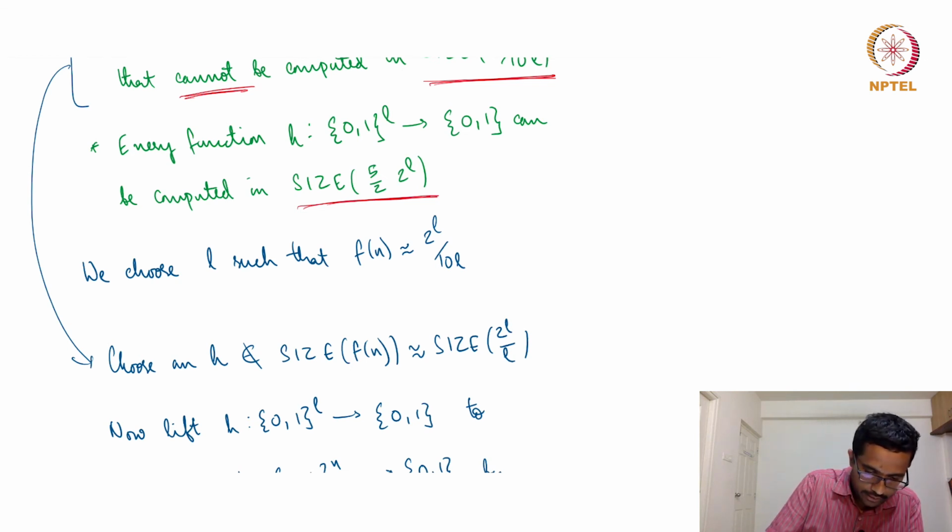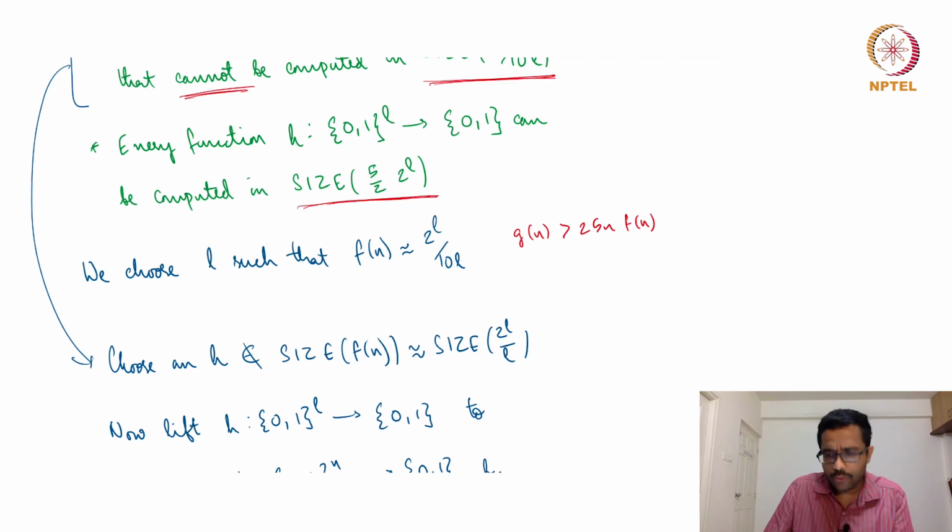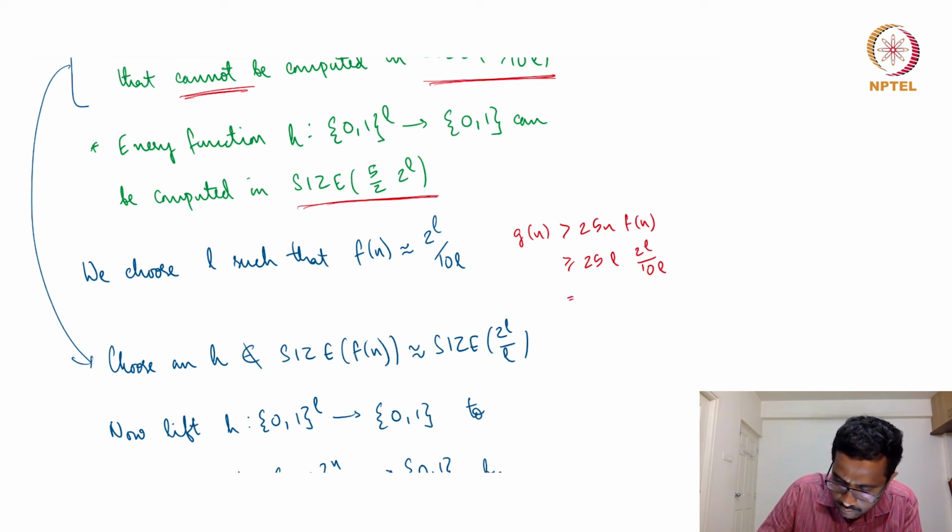Right. So why is that? So g(n) is at least 25n times f(n), and we will choose n in such a way that n will be bigger than L, right? So this means it is at least 25L times 2^L divided by 10L. So L cancels, which is equal to 25 divided by 10, that is 5/2 times 2^L. So g(n) is bigger than 2^L.